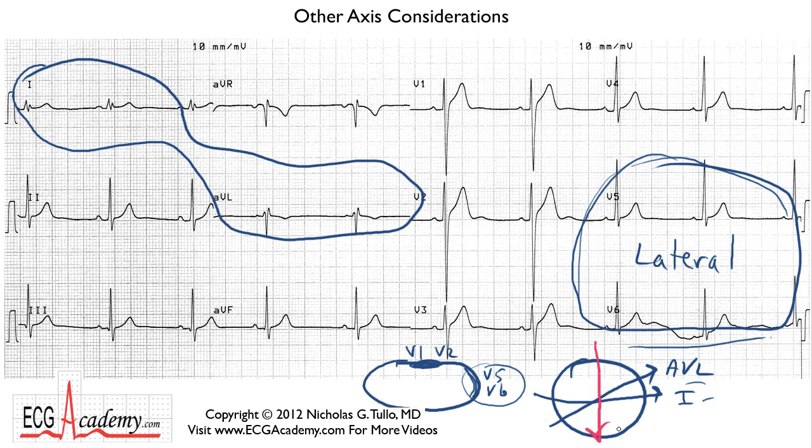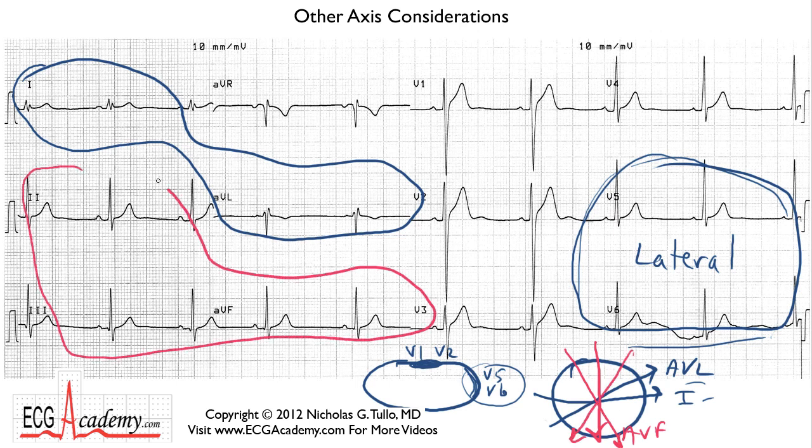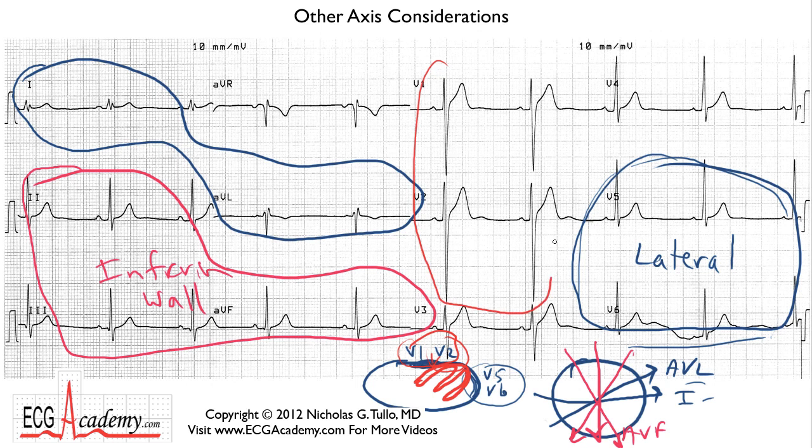Now we have AVF, which is pointing straight down. We have 2 and we have 3. So 2, 3, and AVF are considered the leads that are best suited to examine what's going on with the inferior wall of the heart. Lastly, if you think about the heart in the chest, V1 and V2 are often looking at the right ventricle, and V2 and V3 are often looking at the septum. So we consider these to be RV leads and septal leads.